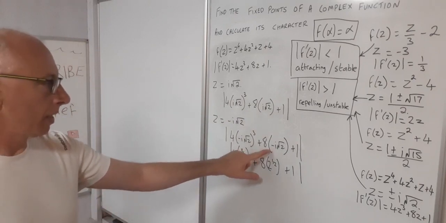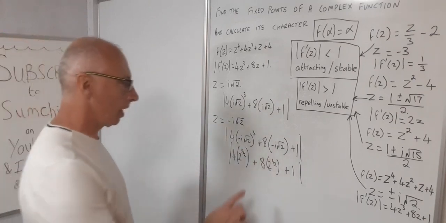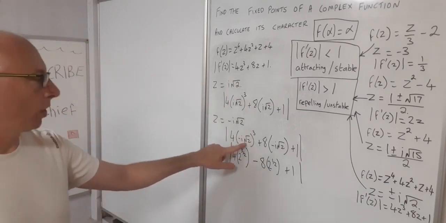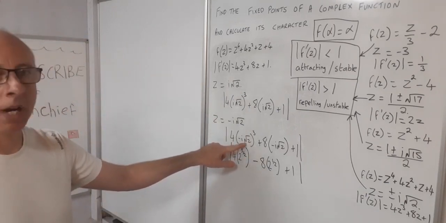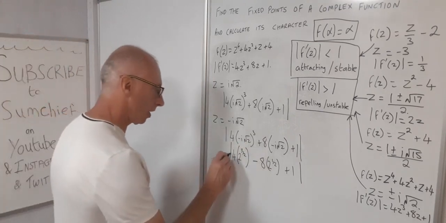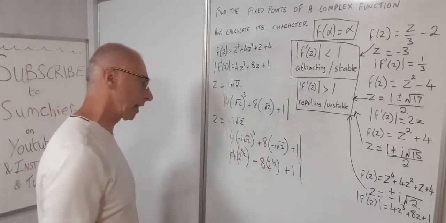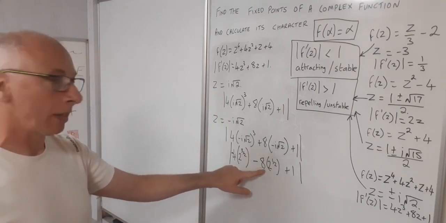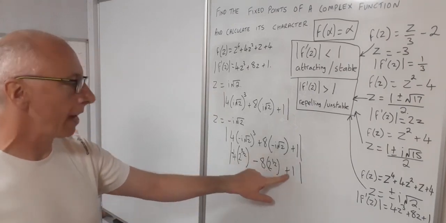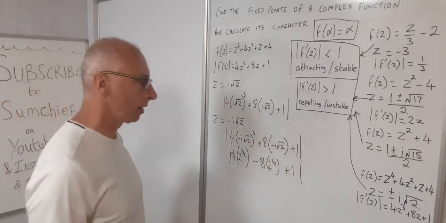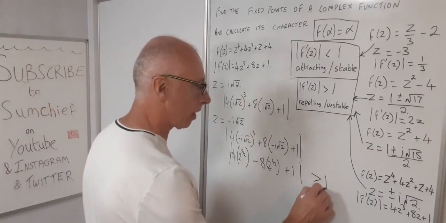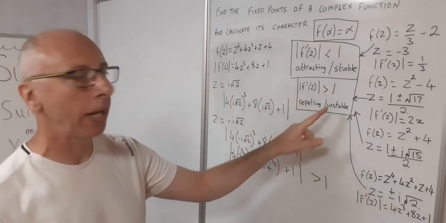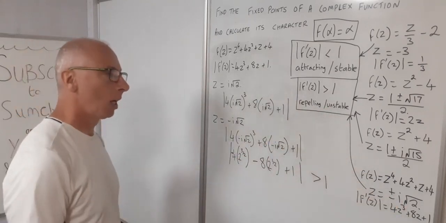We need to take the negative sign out and change the signs here. This one will be a negative, as this one is cubed, and when you cube a minus sign, you still get a minus sign. So this one here is also going to be a negative. So we've got a negative 4 and some more, a negative 8 and some more, and add 1. So this absolute value is also going to be greater than 1. So both of these points here are going to be repelling and unstable. Okay.